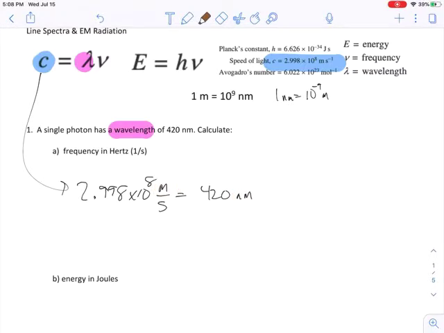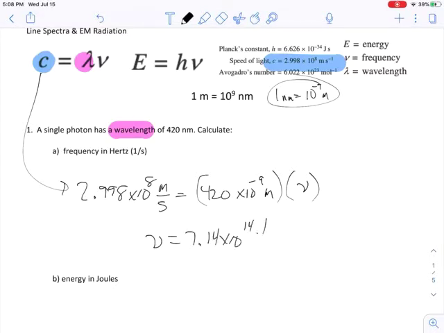I prefer to change nanometers to meters and just call that 420 times 10 to the negative 9th meters, because remember, a nanometer is 10 to the negative 9th meters. So just replace the nanometers with times 10 to the negative 9th meters and you're on your way. So 420 times 10 to the negative 9th meters, and then that's going to be multiplied by the frequency. And then this is a simple matter of plugging things into your calculator and getting your answer. So your answer here is that the frequency should be around 7.14 times 10 to the 14th inverse seconds.